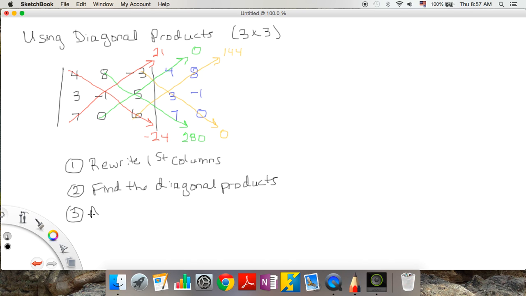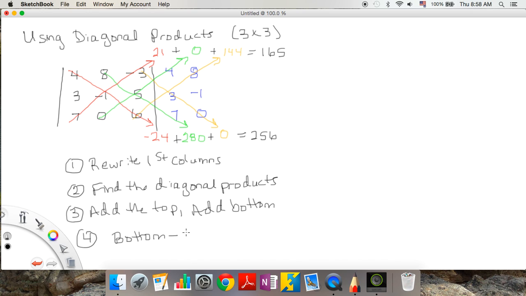Then you add the top together, and you add the bottom together. So we've got 21 plus 0 plus 144, which gives us 165. And then we have negative 24 plus 280 plus 0, which gives us 256. Then the last step is you take the bottom number minus the top number, and that gives you the determinant. So we have 256 minus 165, and that gives us 91, which is our determinant for this matrix.